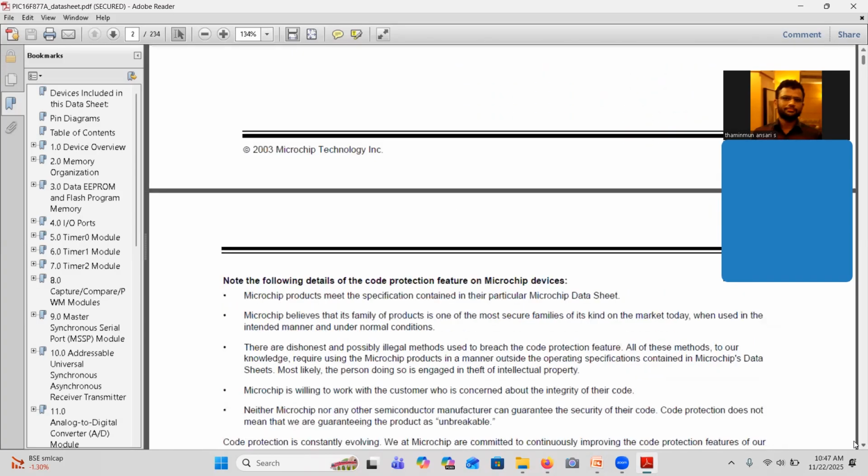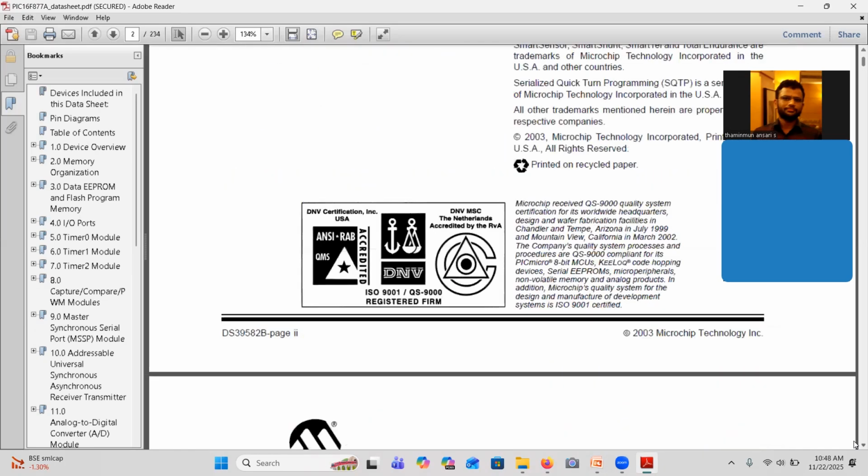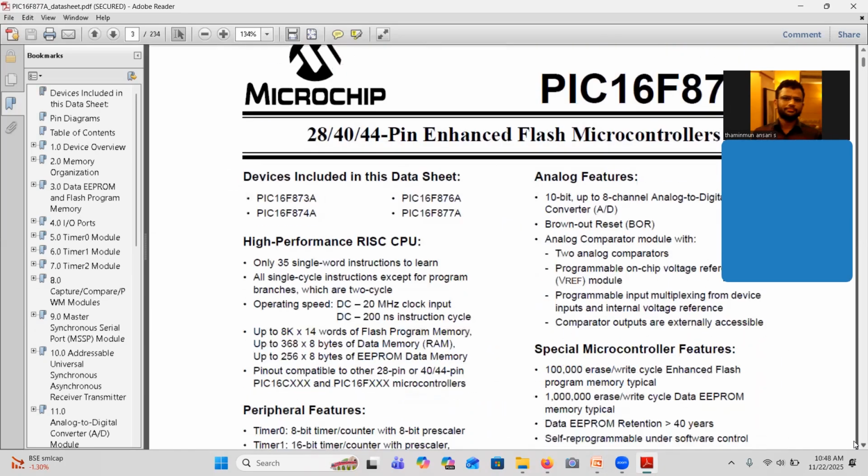The controller that we use has 40 pins. Here they have just given an overview of 28, 40, and 44 pin versions, but the DIP version that we have has 40 pins. So the devices included in this datasheet are 16F877A, 4A, 6A, 7A. We are going to use this one.